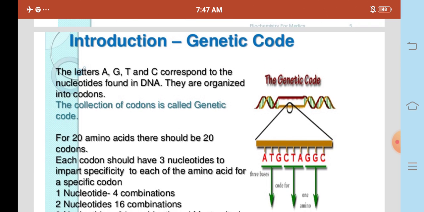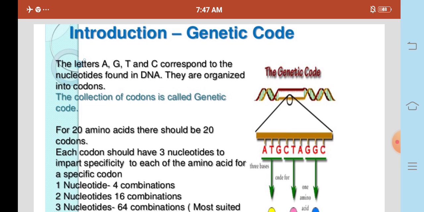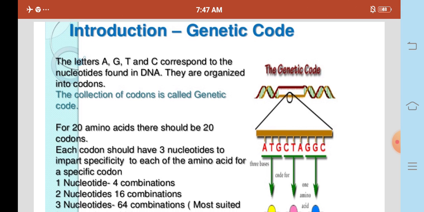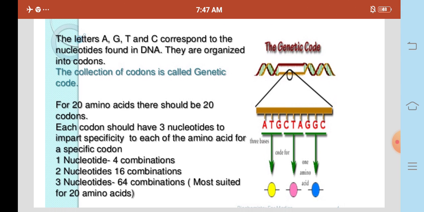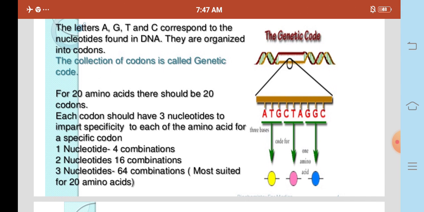Introduction to genetic code. The letters A, G, T and C correspond to the nucleotides found in DNA. They are organized into codons. The collection of codons is called genetic code. For 20 amino acids, there should be 20 codons. Each codon should have 3 nucleotides to impart specificity to each of the amino acids for a specific codon.